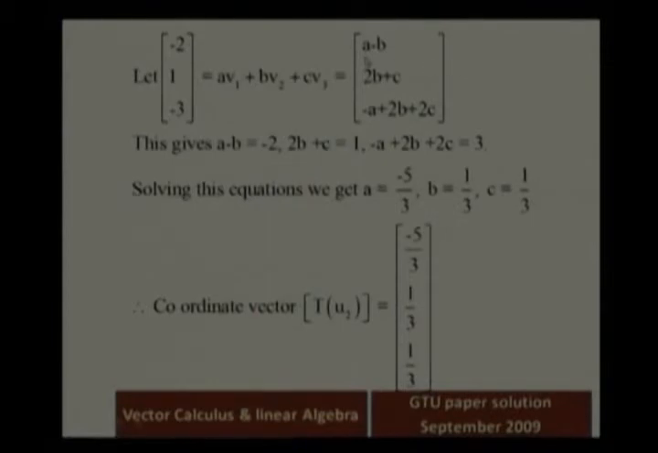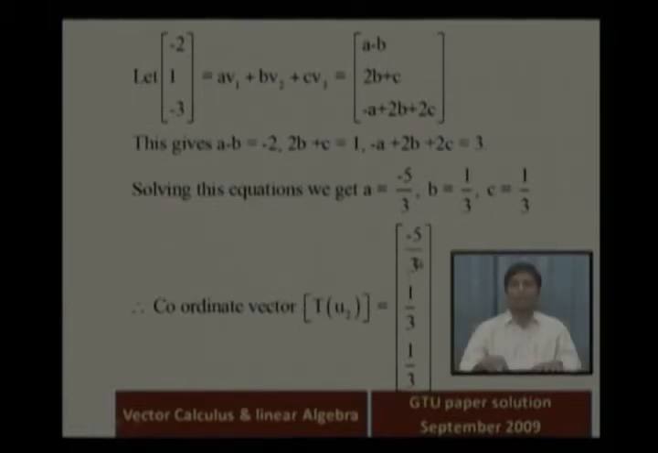So a minus b is equal to minus 2, 2b plus c is equal to 1, minus a plus 2b plus 2c is equal to 3. Solving these three equations, we get a is equal to minus 5 by 3, b is equal to 1 by 3, and c is also equal to 1 by 3. So the coordinate vector corresponding to T of u2 is (-5/3, 1/3, 1/3). Okay.